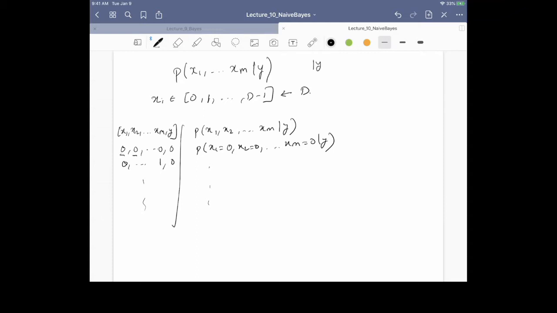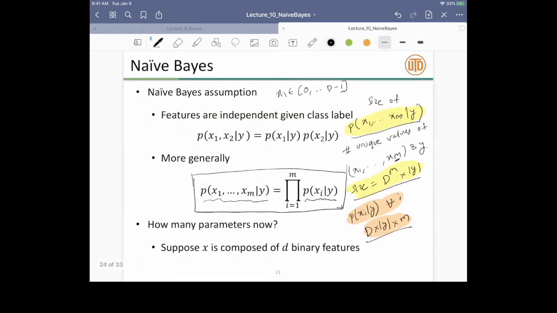And suppose the size of y is equal to k, so I have k classes. So xi takes values between 0 to d minus 1 and y takes values from 0 to k minus 1. So what will be the size of this table? Yeah, d raised to m multiplied by k, right? So this is the size of this table, and essentially this is the amount of compute that is required for this.